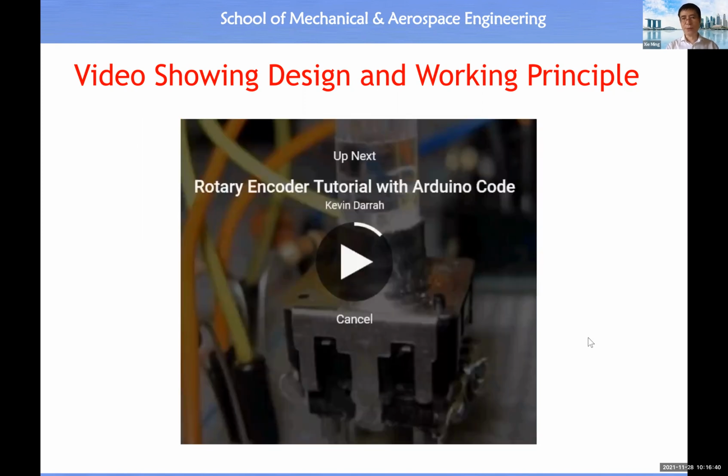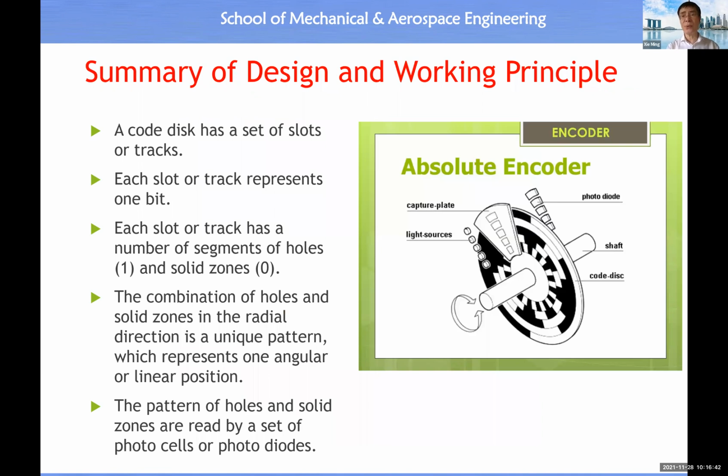All right, so the video basically shows you the working principle of the absolute optical encoder, and the video also shows you the key elements inside the design of an absolute optical encoder. Okay, then this slide gives you a summary of the knowledge that you have seen from the previous video.